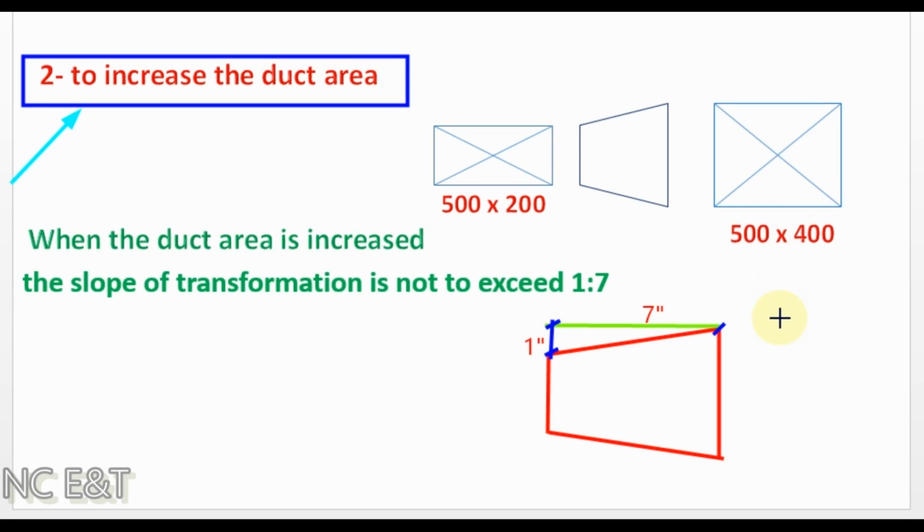Number 2, duct transformations or transition piece to increase the duct area. In this picture you can see we have a duct having the original size 500 by 200. We need to change this duct to 500 by 400. In this case we are increasing the cross-sectional area of the duct. When the duct area is increased, the slope of transformation is not to exceed 1 to 7. You can see in this picture, if we are increasing the duct dimension 1 inch, then we need to fabricate this transition piece in a length of minimum 7 inch.